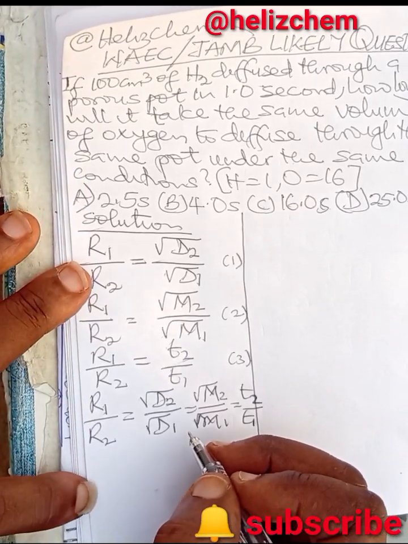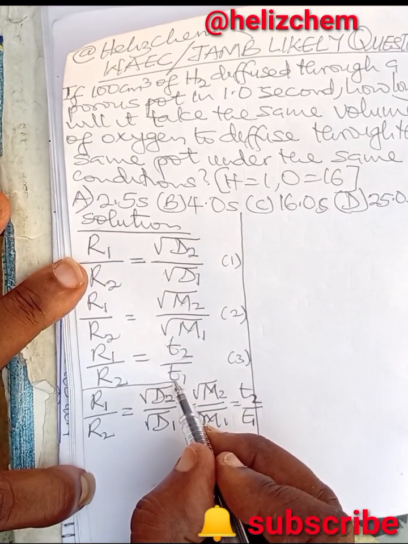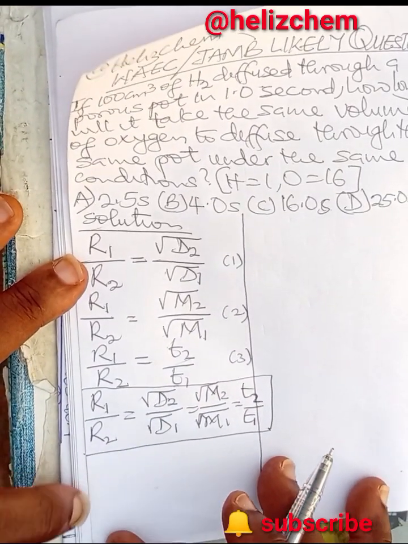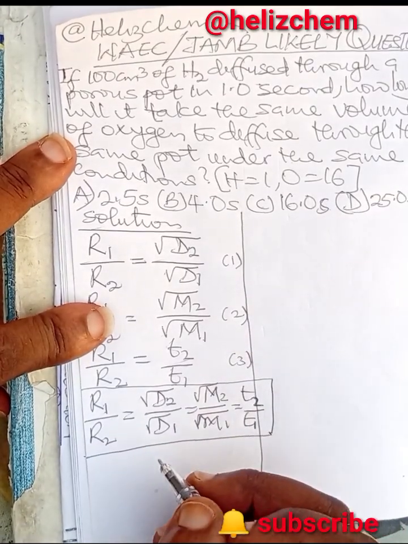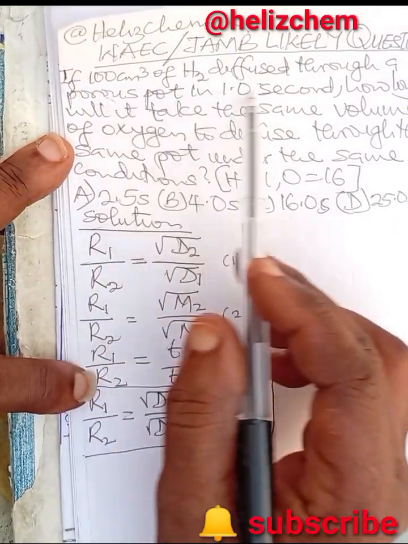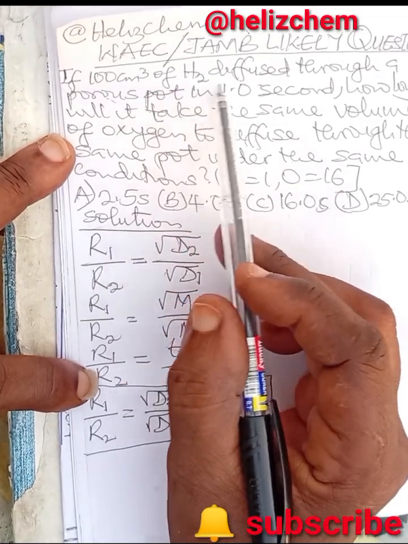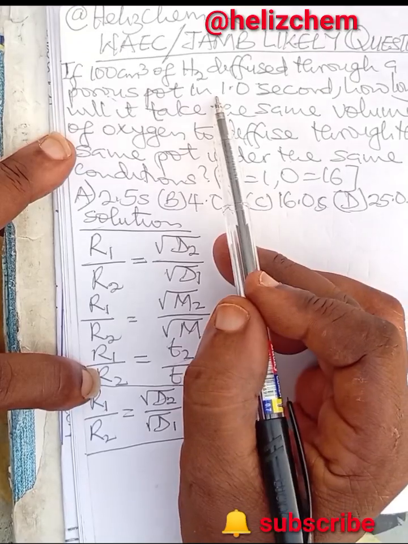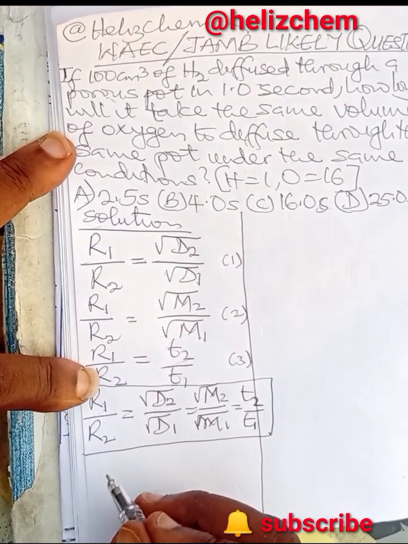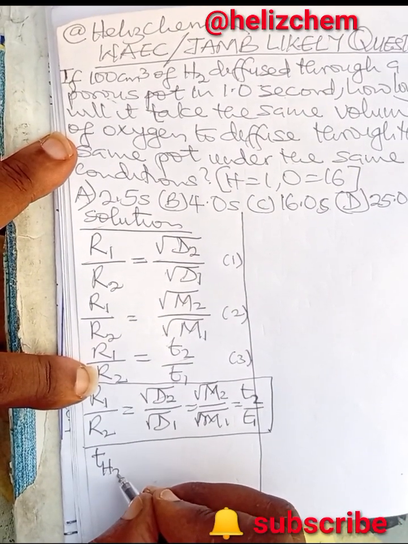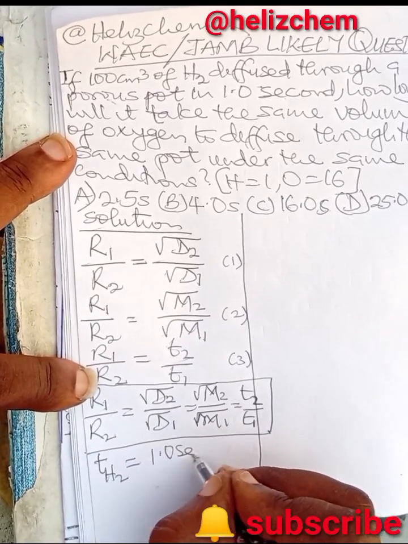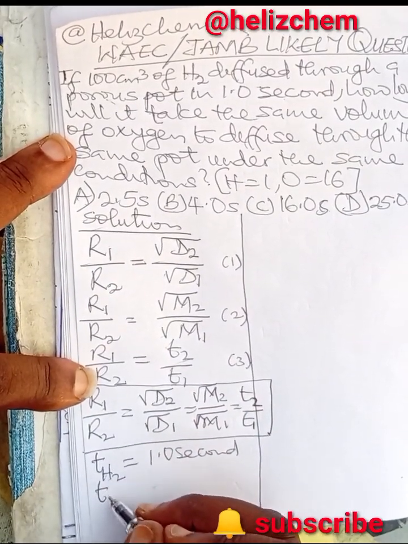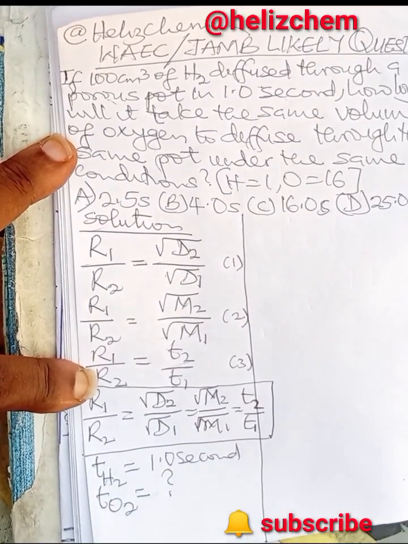So as I was saying, we are going to use this formula, but we are not using everything. Just take the one that is applicable. If you look at the question given, we are given 100 cm cube of hydrogen which diffuse through a porous pot in 1 second. That means the time of hydrogen is 1 second. So we are looking for the time of oxygen. That is what we are looking for.